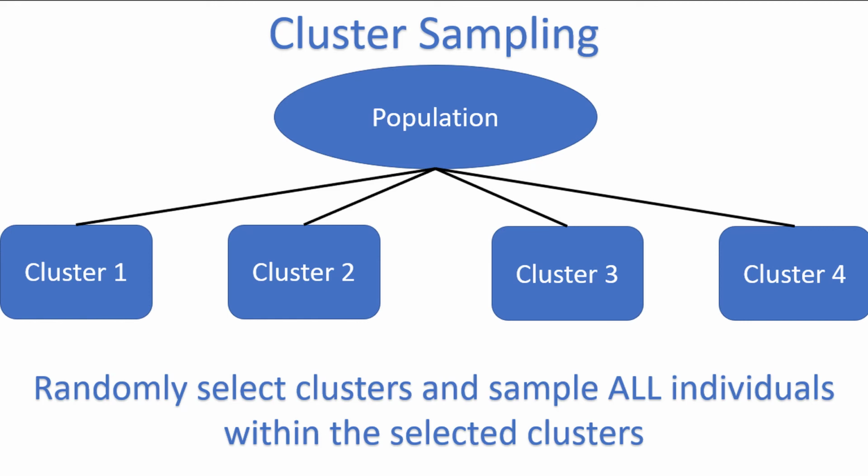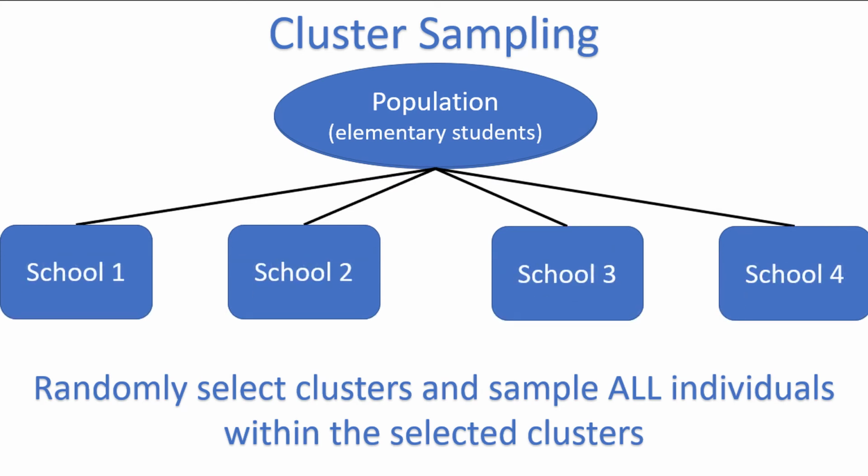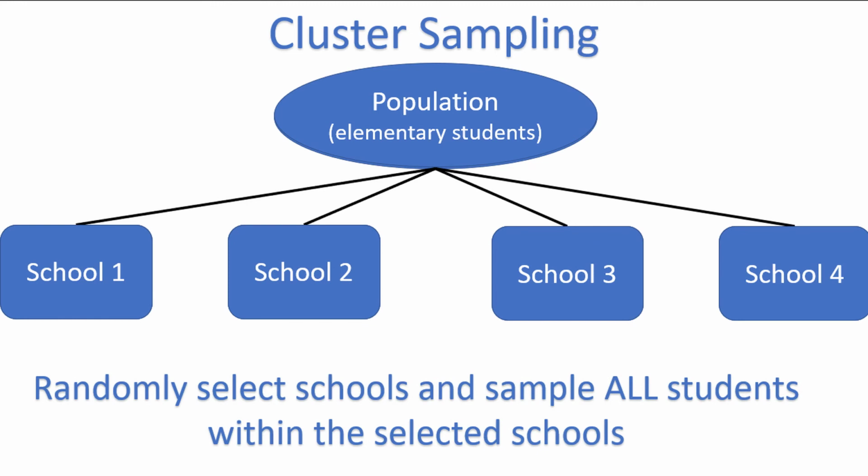For example, the population might be elementary school students in Grand Rapids, and the clusters could represent individual elementary schools. Some schools would be randomly selected, and then all students from each school that was selected would be included as part of the sample.